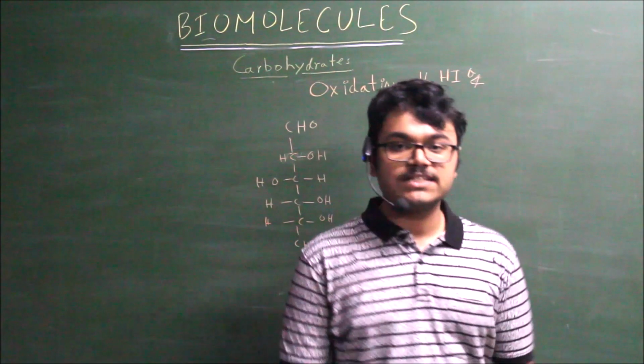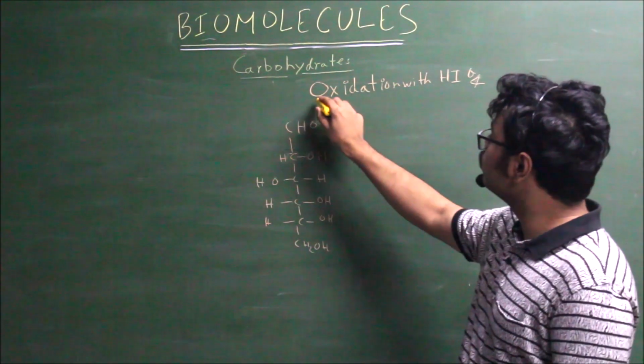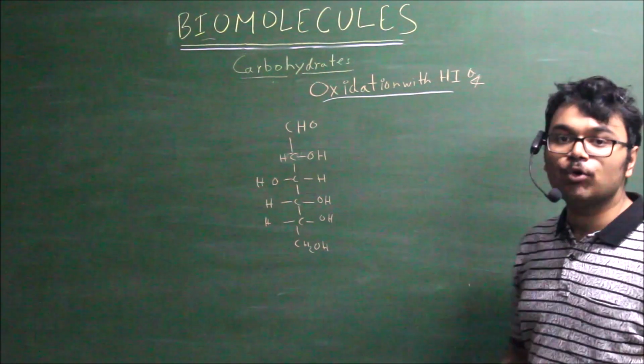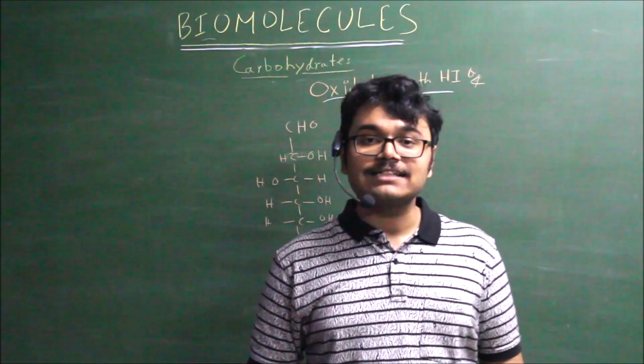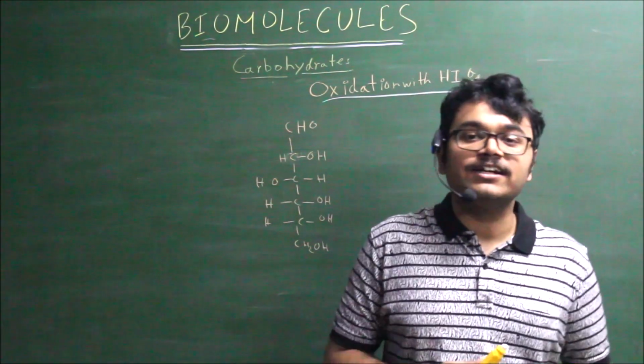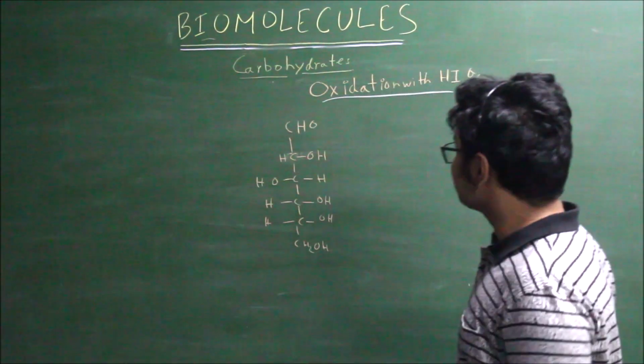This is the last specific reaction we're going to study that has to do with glucose or aldohexose. That is the oxidation with HIO4. To be accurate, this is the last we're going to study with this particular structure, and we'll talk about a few alternative structures of glucose after this.